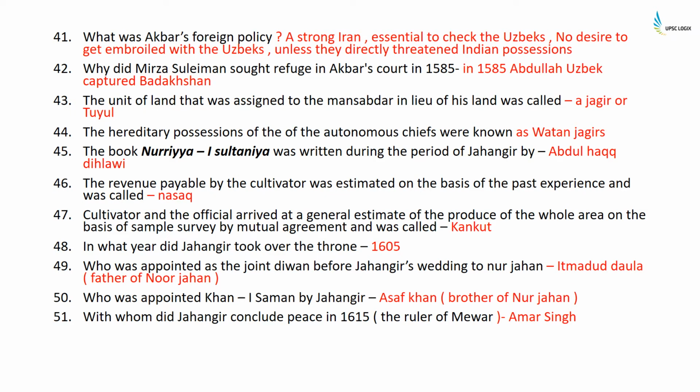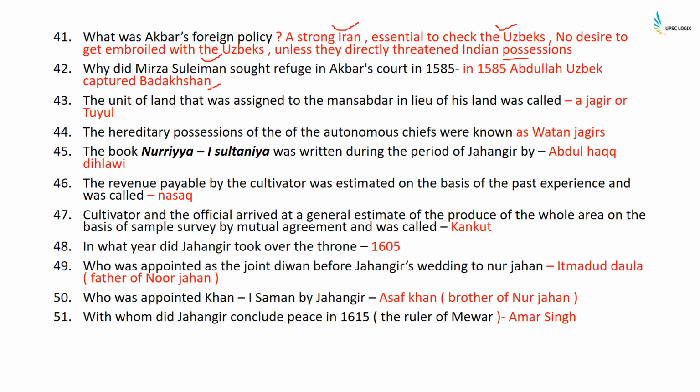What was Akbar's foreign policy? A strong Iran, essential to check the Uzbeks. No desire to get embroiled with the Uzbeks unless they directly threatened the Indian possessions. Why did Mirza Suleiman seek refuge in Akbar's court in 1585? In 1585, Abdullah Uzbek captured Badakhshan.